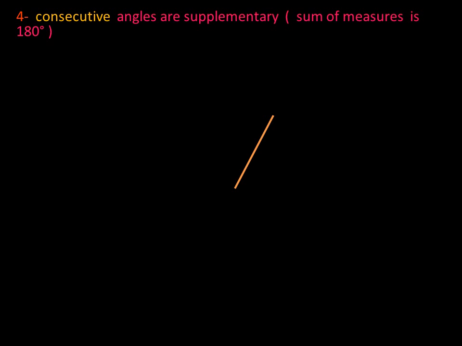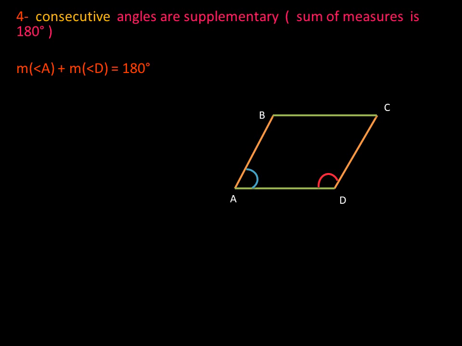Next property is consecutive angles are supplementary. What does it mean? Consecutive angles means they are next to each other or in a row, like angle A and angle D. They are consecutive. Supplementary means their sum of measures is 180. When we add the measures together, it will be 180. So angle A plus angle D is 180.